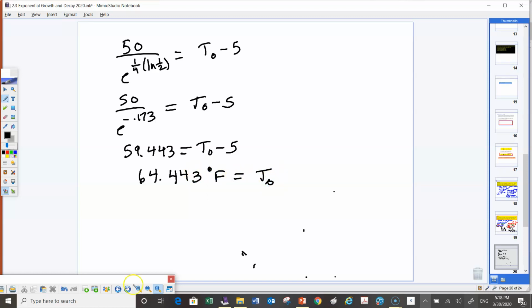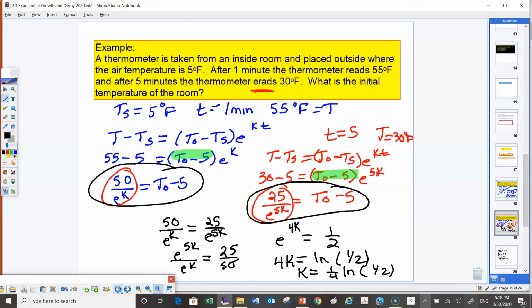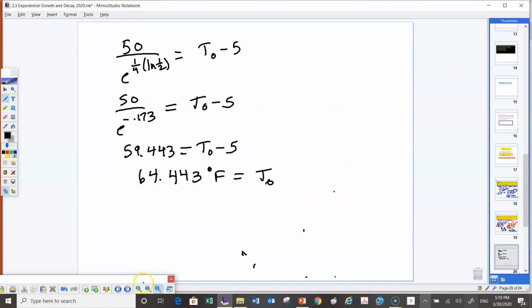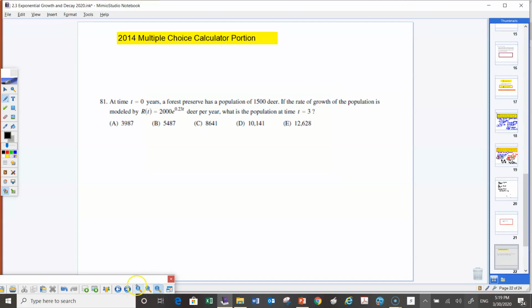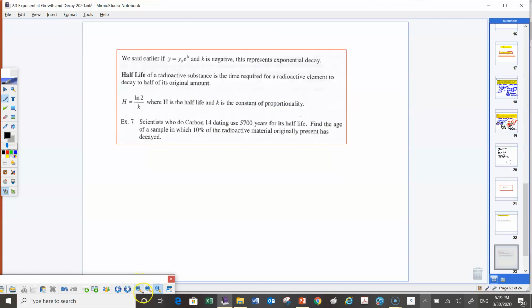So again, that was a pretty tough problem. We had to take the two sets of information and set up two equations with two unknowns, solve for k, and then go back and find our original amount. Or original temperature, sorry. Okay, let's take a look at this last example, and I think that'll be it for this lesson. This lesson's got a little longer than I'd hoped.